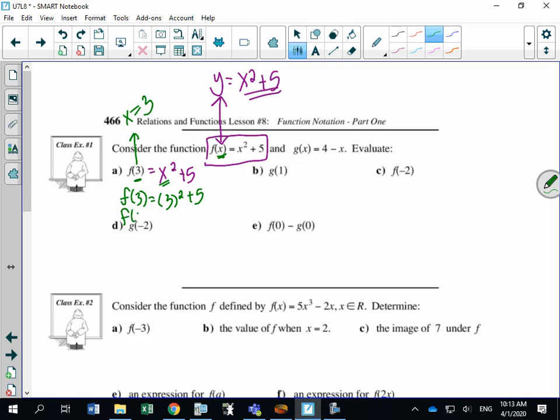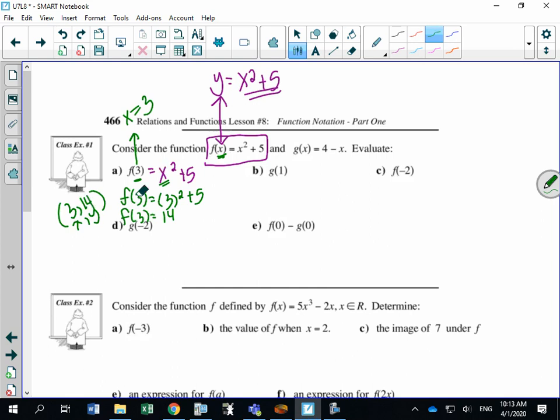f of 3 is equal to 3 squared, which is 9. And 9 plus 5 is 14. If they said, well, what would that be as an ordered pair? Ordered pair is always x comma y. So my ordered pair, when x is 3, my output is 14.